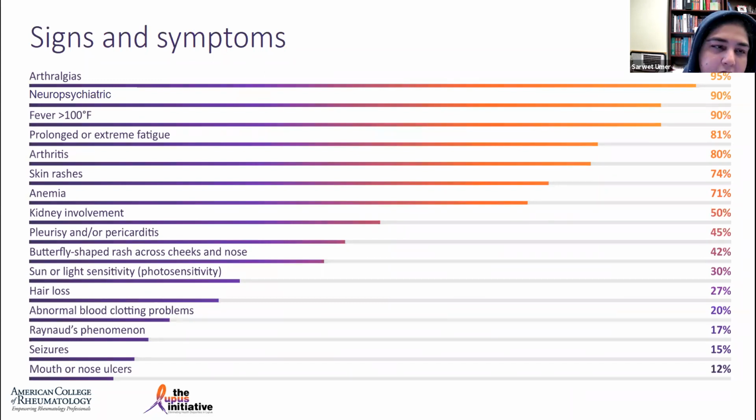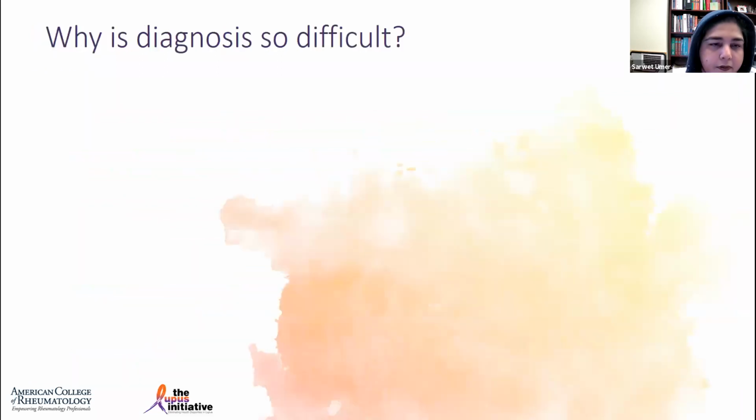These are different lupus manifestations that we can see. Lupus patients mostly will have joint symptoms. They have neuropsychiatric manifestations, fever, prolonged fatigue, arthritis. Remember, arthritis can be more prominent at the time of flares. Also skin rashes, anemia, kidney involvement, pleurisy, pericarditis, butterfly rash. Most of these symptoms are seen in sicker lupus patients. Photosensitivity is part of the disease, as is hair loss. Some patients will have abnormal blood clotting problems, Raynaud phenomenon, history of seizure, mouth or nose ulcers.